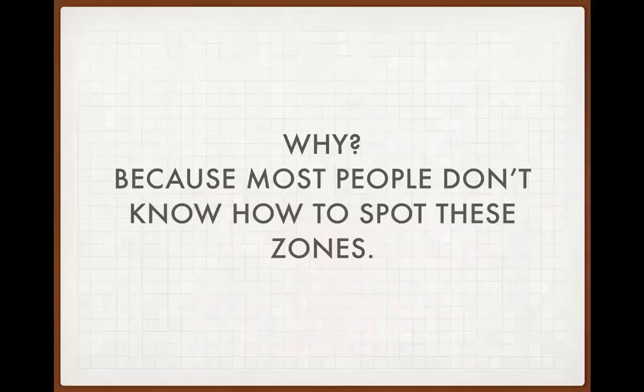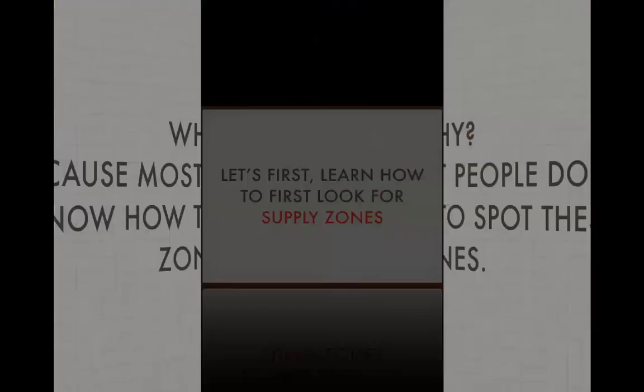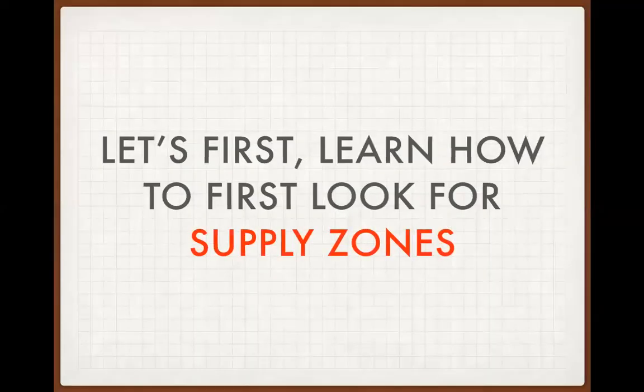Why? Because most people don't know how to spot these zones. Yes, you can clearly see where prices like made a move up, made a move down. But are you clearly spotting out the actual zones where these moves are occurring from? So what we're going to do right now, I'm going to show you how to look and spot these zones. So that way, next time when you pull up your chart, you're able to easily point out where you see supply, where you see demand. We're going to start out first with supply zones.